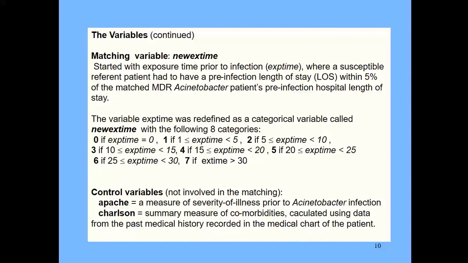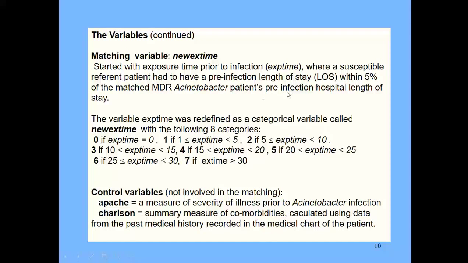So they did this matching. They had people who were exposed, and they matched them to people who were susceptible. They chose susceptible patients who had something in common with the people who were resistant. This is how they defined it: a susceptible reference patient had to have a pre-infection length of stay within 5% of the matched resistant Acinetobacter patient's pre-infection hospital stay.